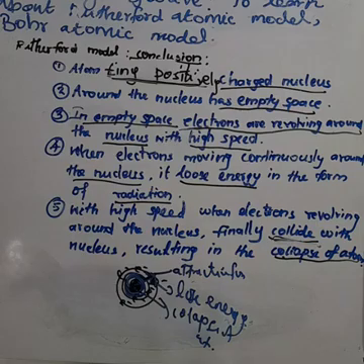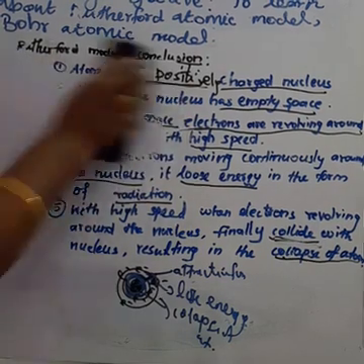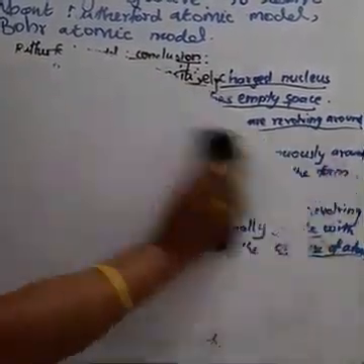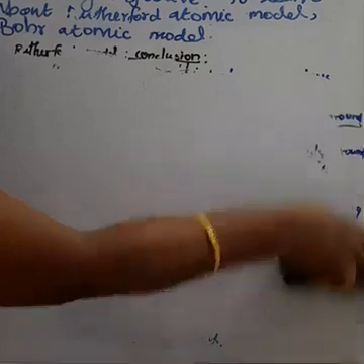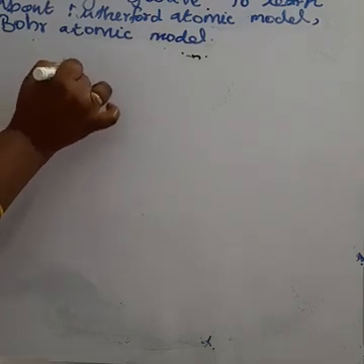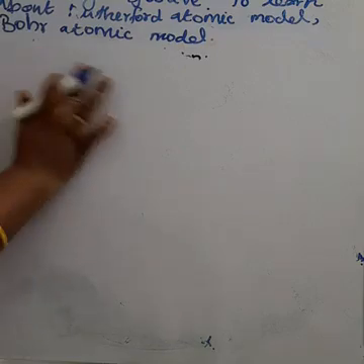Now the limitations of the Rutherford experiment. First, Rutherford does not explain how electrons are distributed around the nucleus. Rutherford said that the atom has a tiny positively charged nucleus and electrons revolving around it, and he did not tell how the electrons are distributed around the nucleus.